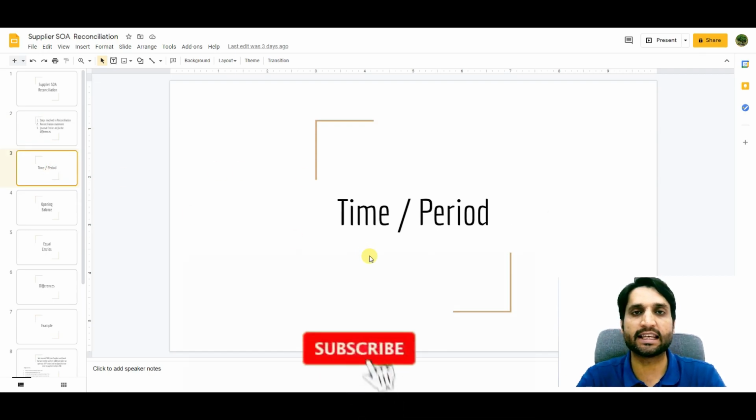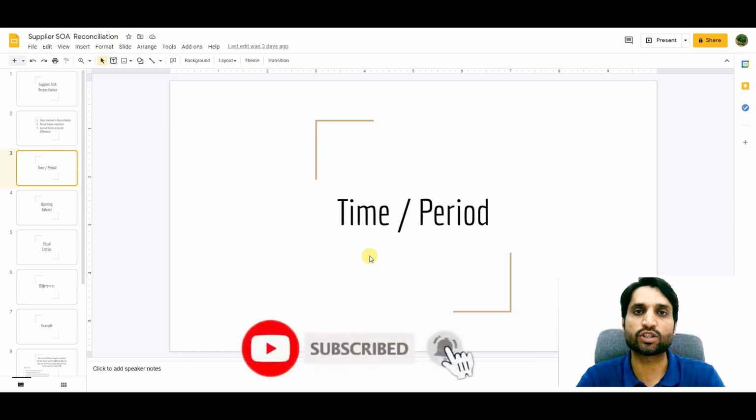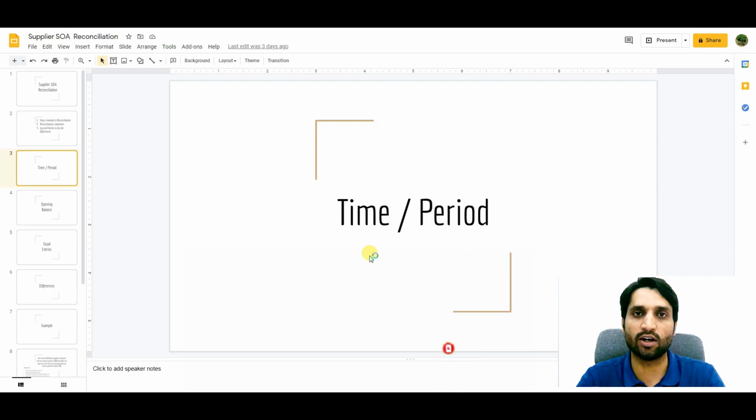The first step is the time period, which means that we are going to make a reconciliation for the month of February. So we are getting a statement from the supplier for February, and we need to print out the February statement for ourselves as well. Both time periods for both statements should be equal.